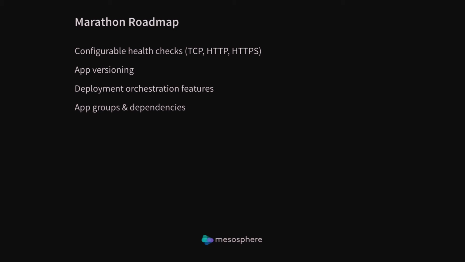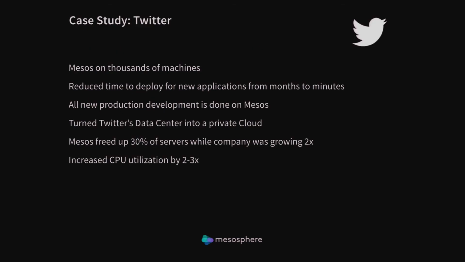So we have a couple minutes left. I just wanted to quickly talk about how Twitter and Airbnb use this. In Twitter's case, they run Mesos on thousands of machines. It's the largest known production deployment of Mesos. What it let them do is reduce the time to deploy new applications from literally months to minutes by giving developers direct access to the cluster. All the new production development that they do is done on Mesos. So if you're reading or writing tweets, they all go through a system that runs on Mesos.